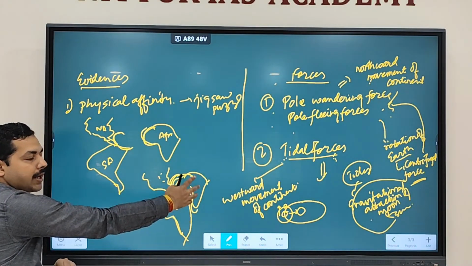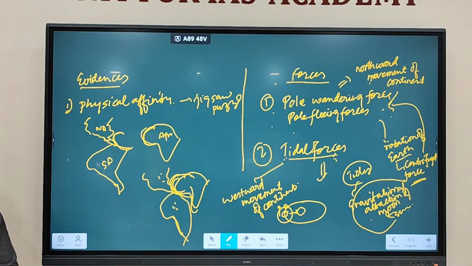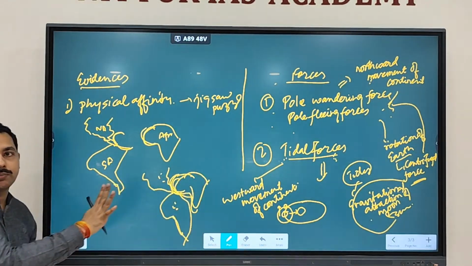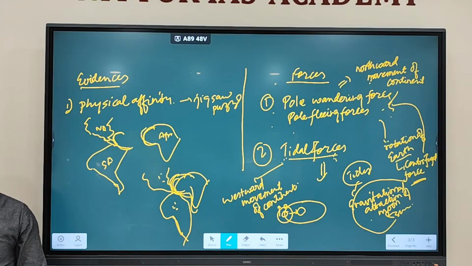So you see these continents were all combined together at one point of time. This is explaining the supercontinent. That is one evidence that Wegener is giving. Clear?